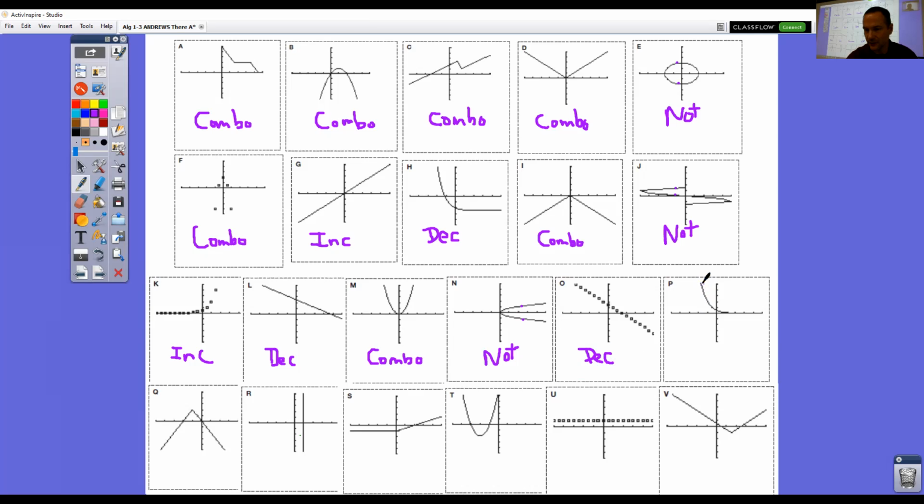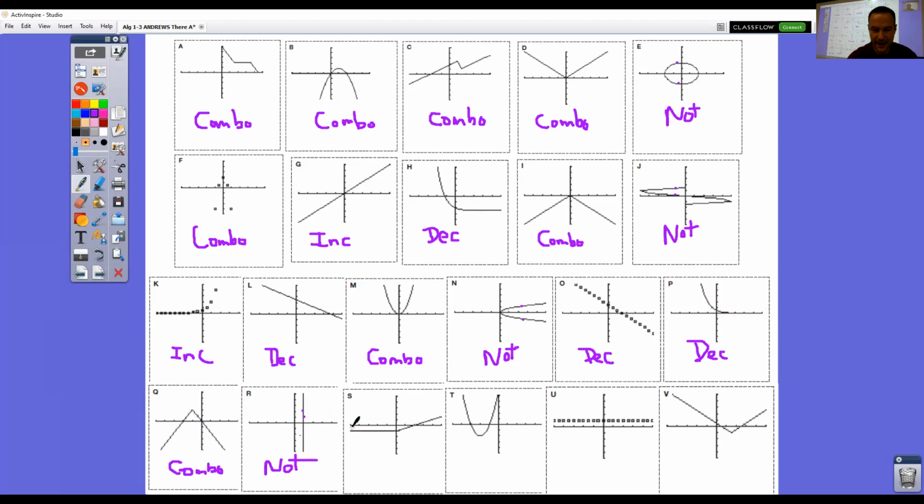Letter P, same thing. As we go from left to right, it's just going down, so that is decreasing. Letter Q is going up and then down, so that is a combination of increasing and decreasing. Letter R is not a function. There are two dots directly above each other, so that is not a function.